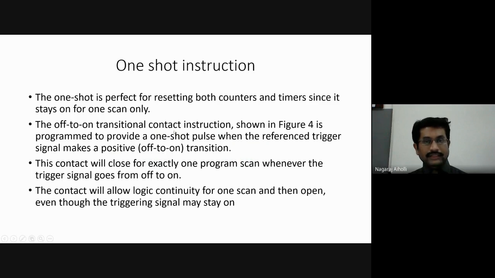The off to on transitional contact is shown in the first figure, and it is for off to on transition. This contact will close for exactly one program scan whenever the trigger signal goes from off to on. The contact will allow logic continuity for one scan and then opens, even though the triggering signal may stay on. That means even if the input signal, the rung, is in the on state, the one-shot instruction will not remain in the on state. It remains on only for one scan time.